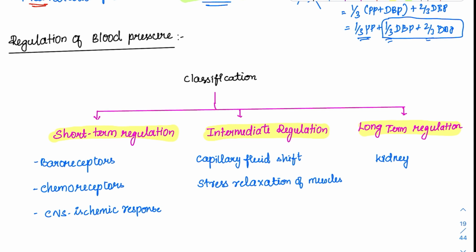Coming to the short-term regulation of blood pressure, which is very, very important. The short-term regulation is more important. Here we have the baroreceptors, chemoreceptors, and CNS ischemic response. We are going to study them in detail.